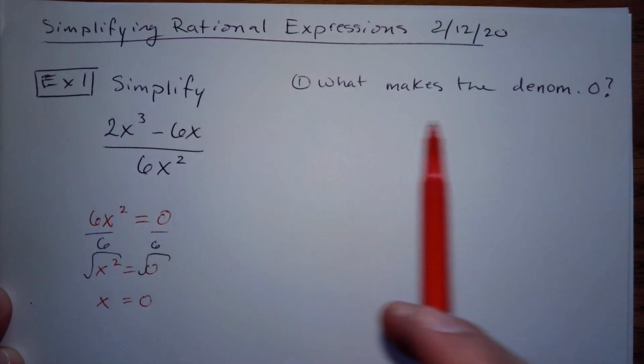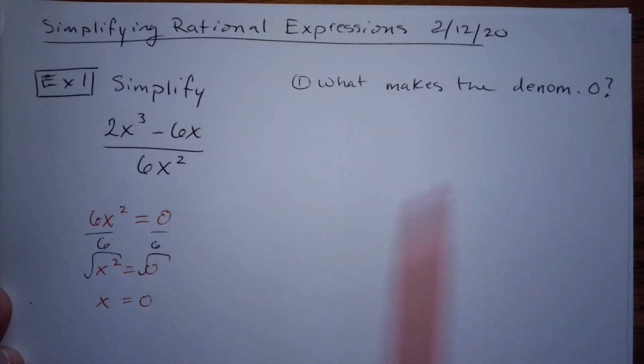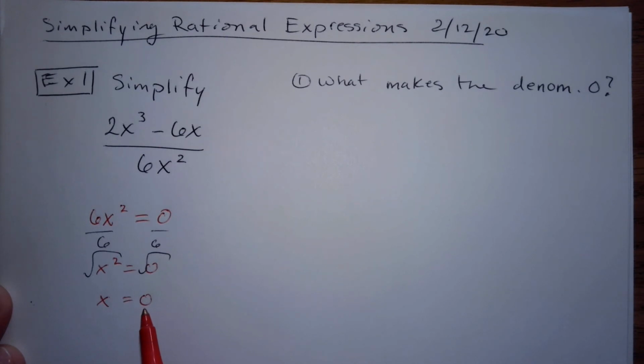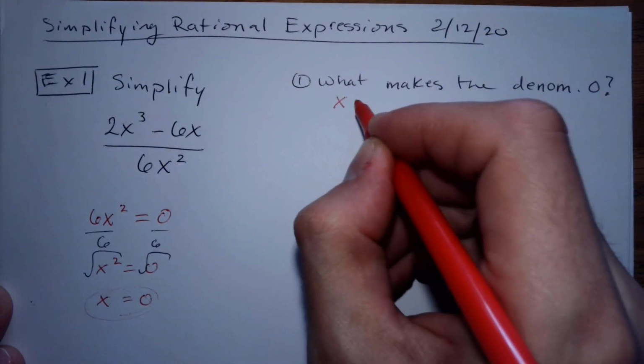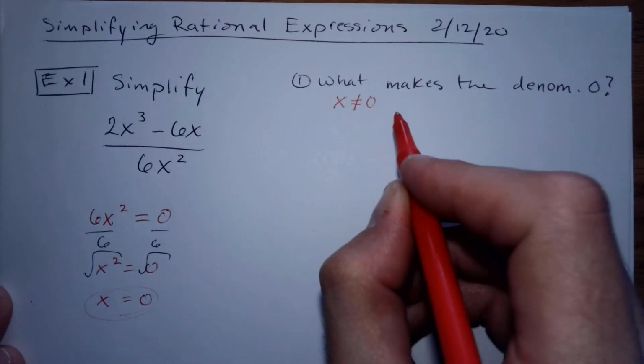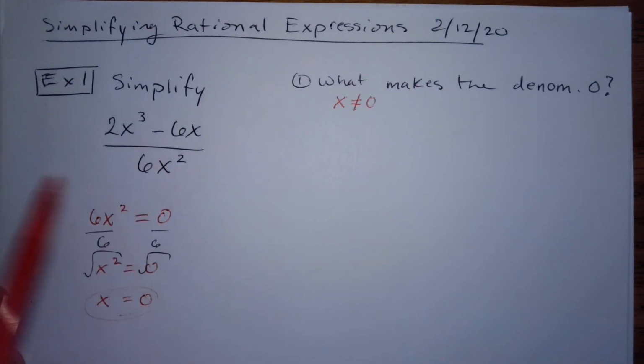So in this case, what makes the denominator 0? When you plug in 0. That's what makes the denominator 0. So at the very end, I'm going to say, make sure that x does not equal 0. And I'll write that out in a little bit. So that's the first thing. So maybe I'll write that here. x should not equal 0, otherwise we get a 0 in the denominator.